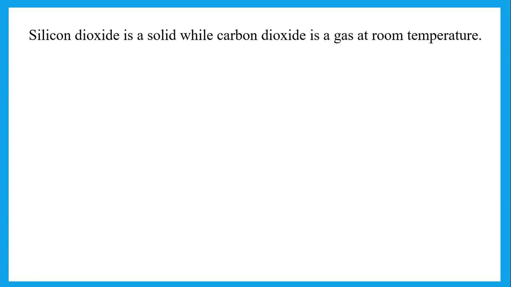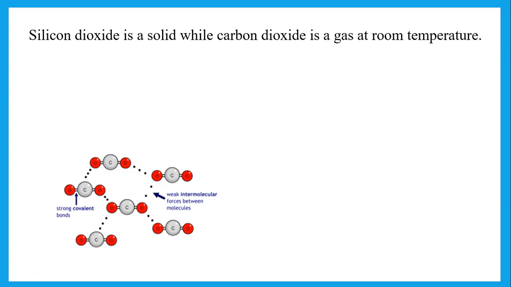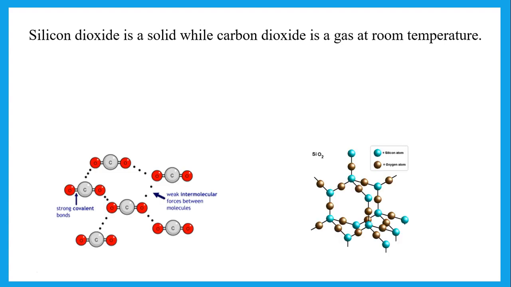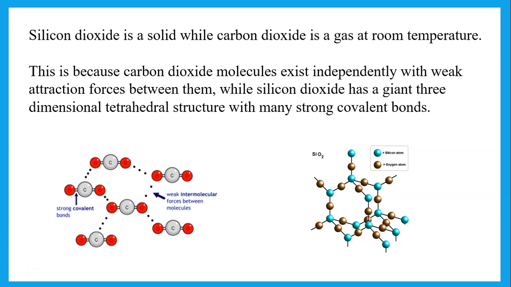Silicon dioxide is a solid, but carbon dioxide is a gas, and both silicon and carbon are in group 4. Why is that? Carbon dioxide is a simple molecular structure with weak attraction forces between molecules. But silicon dioxide has a giant three-dimensional tetrahedral structure with many strong covalent bonds.